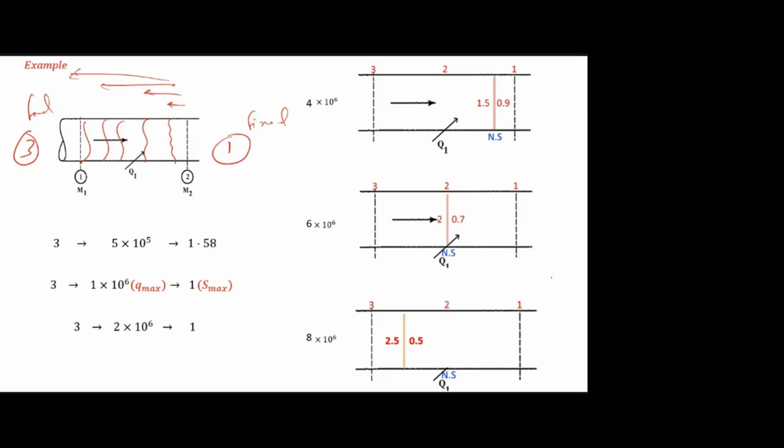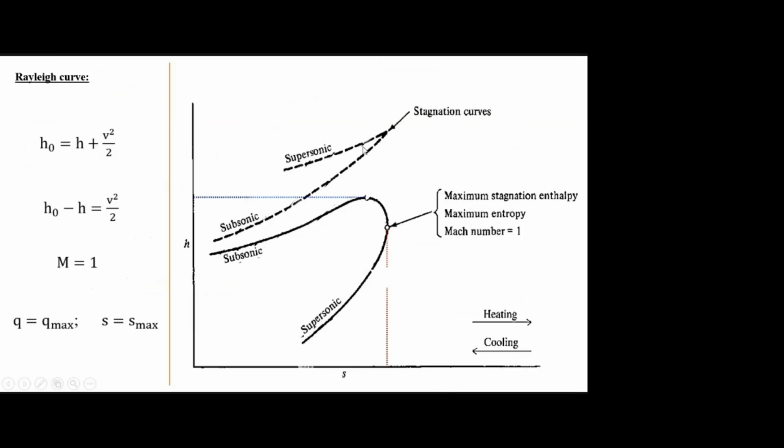That's it. So next one is the Rayleigh curve. This Rayleigh curve is drawn between enthalpy and entropy. Enthalpy is on the y-axis, entropy on the x-axis. So this is the heating direction.